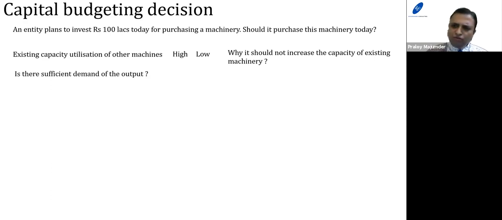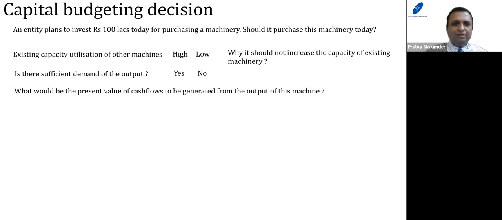Next, when you procure a machine, there would be output from it. Is there sufficient demand for the output? If yes, then it can be considered for purchase. If no, then why should I invest in the non-current assets? As we know, higher assets does not mean good, because the fundamental principle of finance says to optimize the assets. So if there is not much demand, why should I make an investment? What would be the present value of cash flows to be generated from the output of the machines? So we have to calculate that. Now let us look at it.